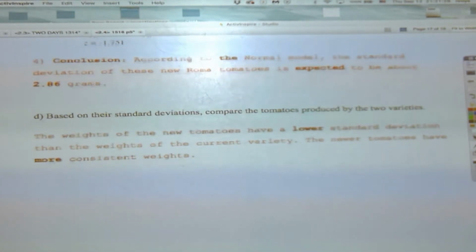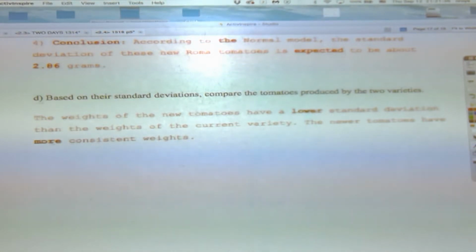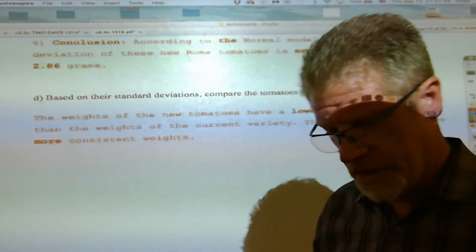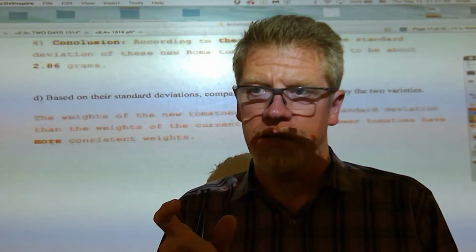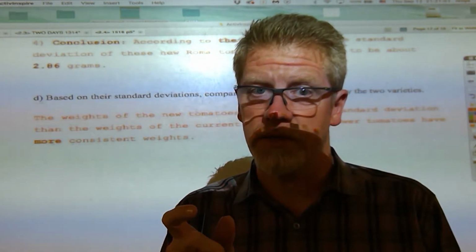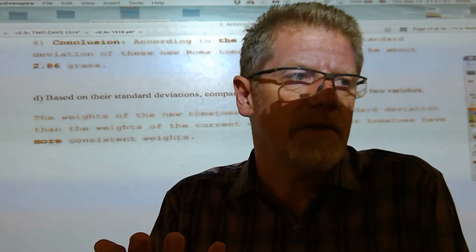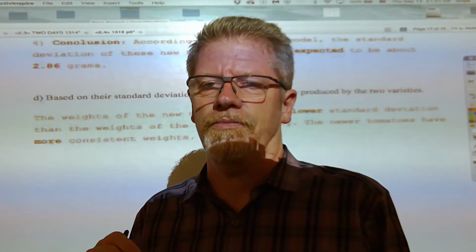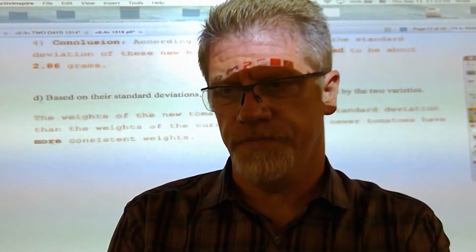And in part D, it says, based on the standard deviations, compare the tomatoes produced by the two varieties. The idea here is that the weights of the new tomatoes have a lower standard deviation than the weights of the current variety. The newer tomatoes have more consistent weights. The smaller standard deviation in the real world means there's less spread on the weights. So the weights of this new variety are just more consistent. There's less variation.